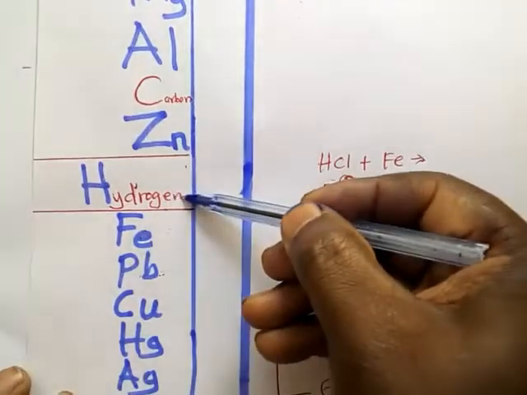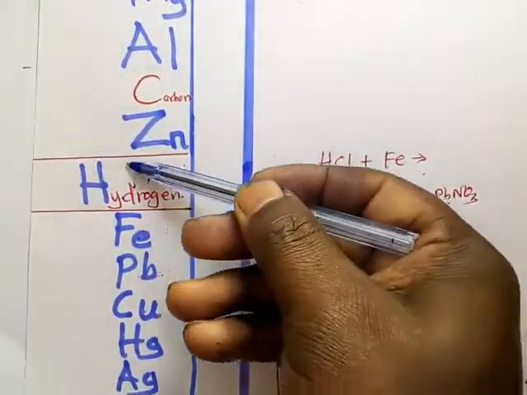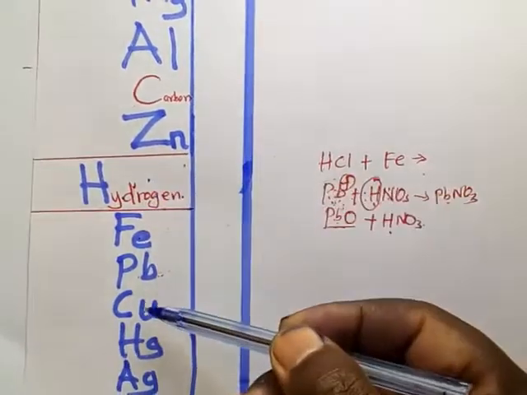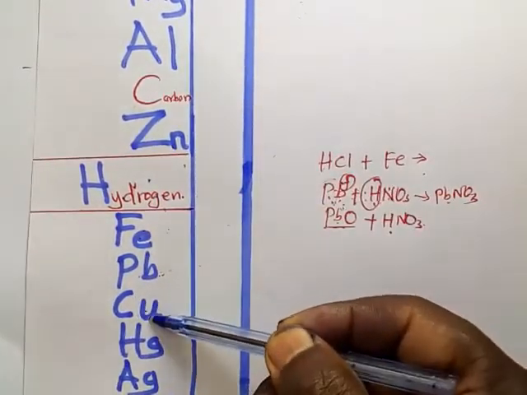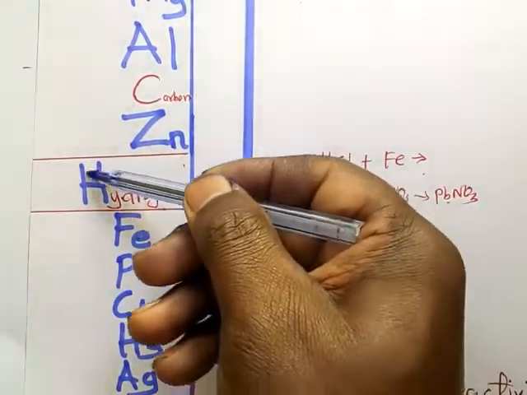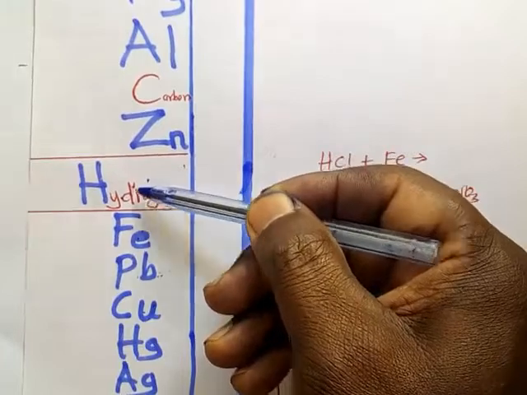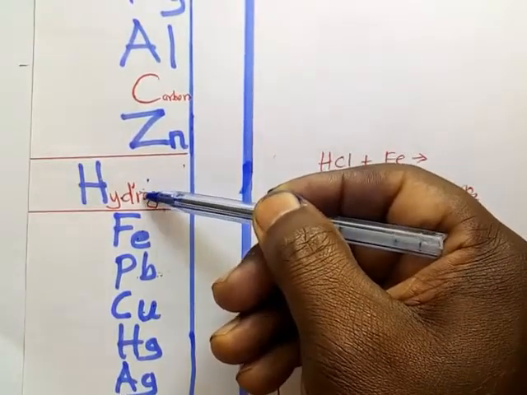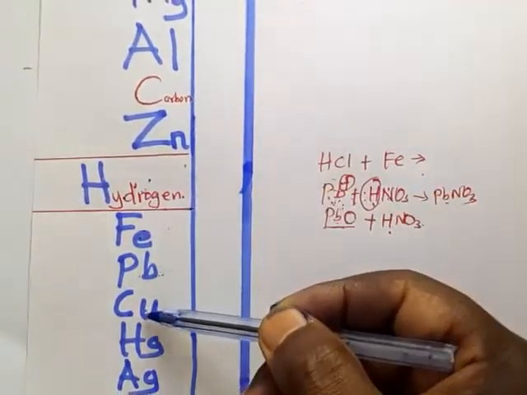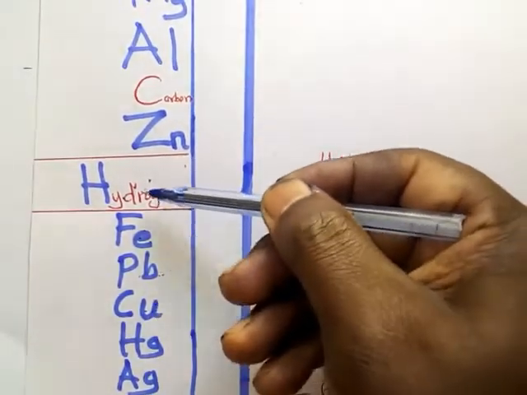The reason is simple. In the reactivity series, hydrogen is above copper, meaning hydrogen is more reactive than copper. There's no way copper will displace hydrogen in the acid to form the salt you want, because copper is less reactive than hydrogen.